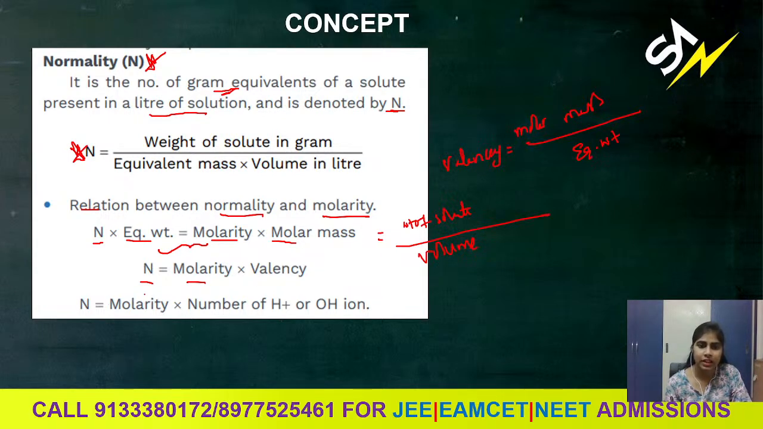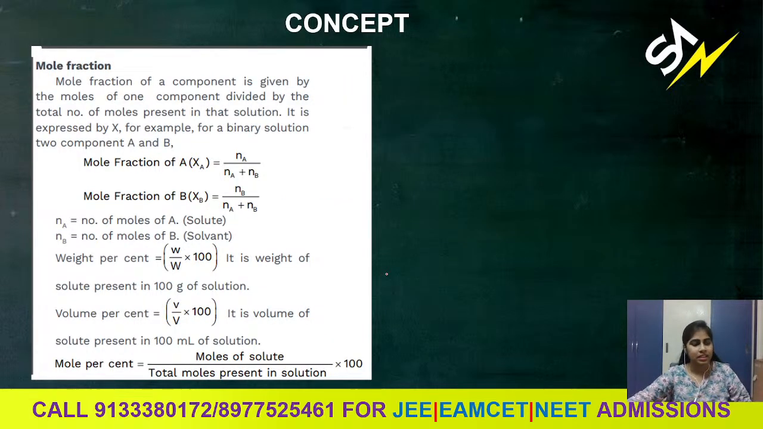Or we can also write in terms of H plus and OH minus ions, that is normality is equal to molarity into the number of H plus or OH minus ions present in the compound. So this is the definition regarding normality. And next, let us see mole fraction. What is meant by mole fraction? In the term itself, it is having a fraction.